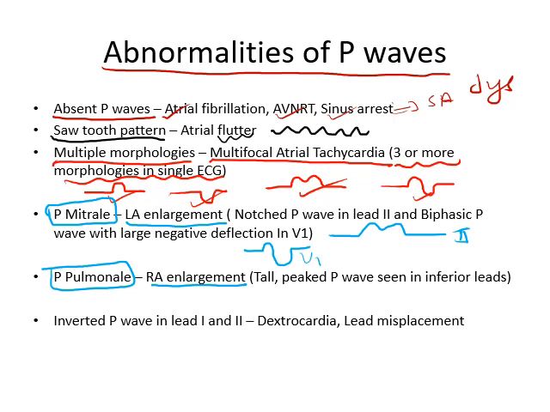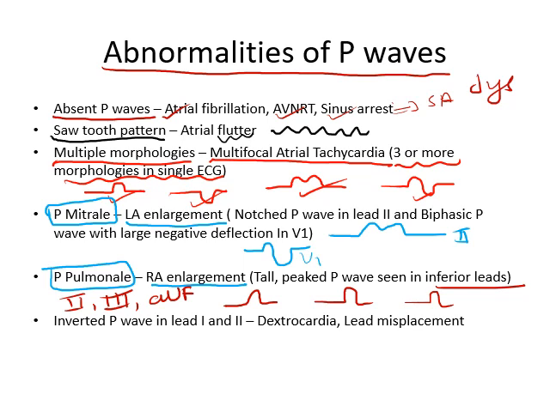Then P pulmonale is seen in right atrial enlargement. What I want you guys to focus on when you are looking for P pulmonale is the inferior leads. You see a tall peaked P wave in the inferior leads in P pulmonale. Now can you guys remind me of what all are the inferior leads? Yes, you are correct. These are 2, 3 and AVF.